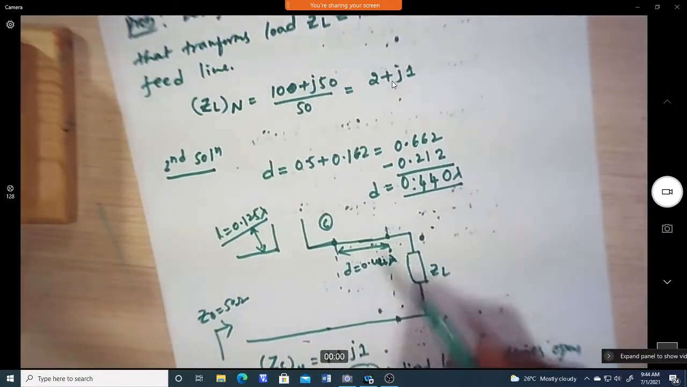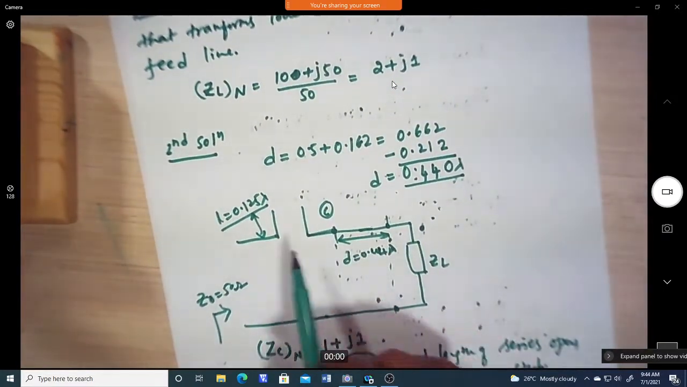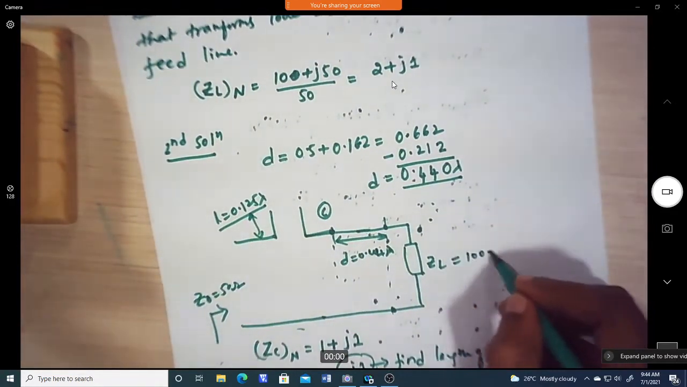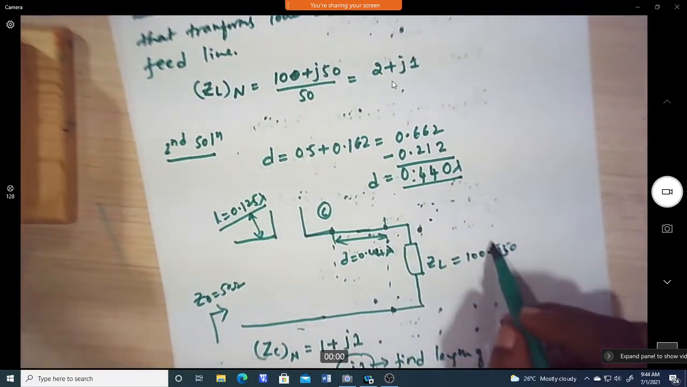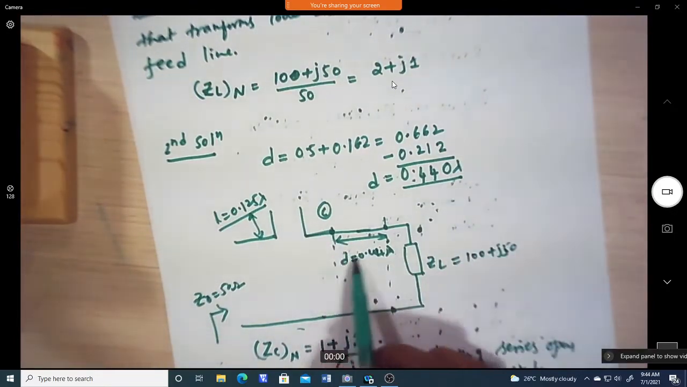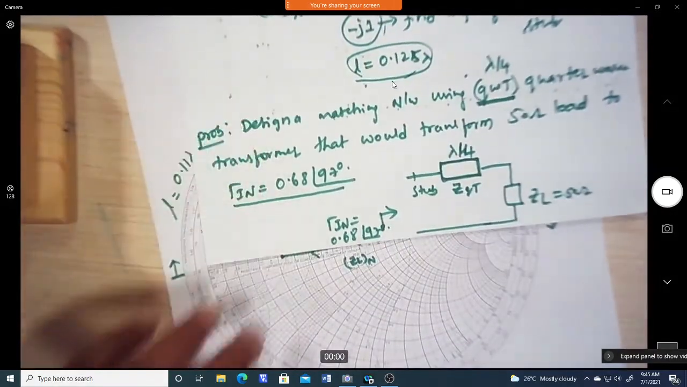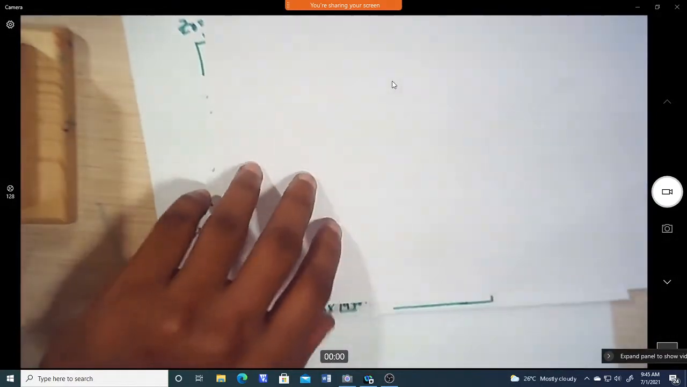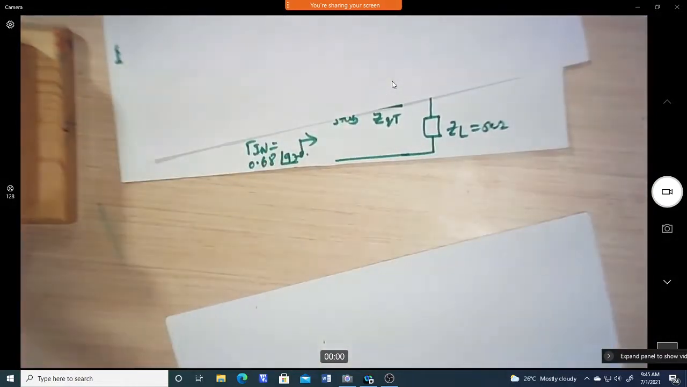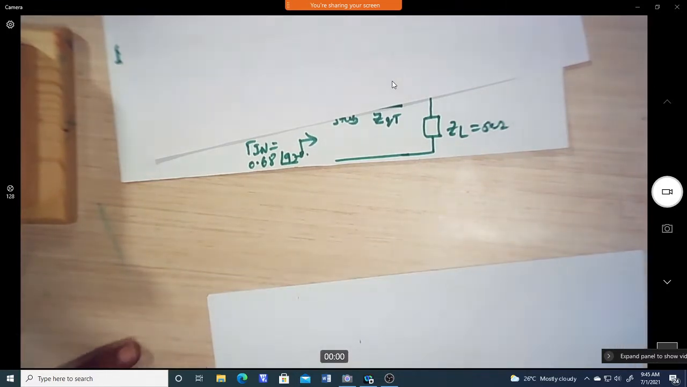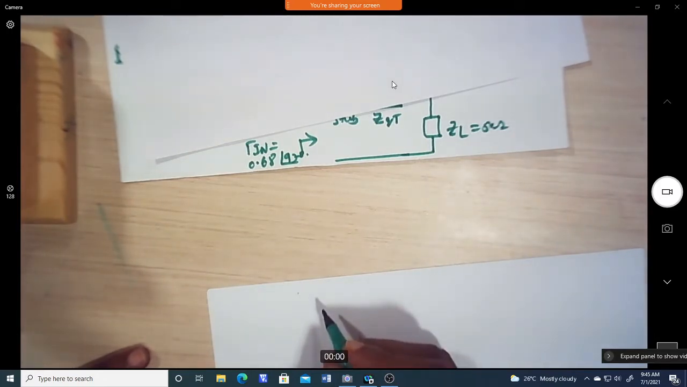Let us take the example here itself. Now we have this distance and this length for this particular value of load, that is 100 plus j50. Now if I dynamically change the value of the load, then this distance and length are going to vary. So how do we use stub realization in microstrip line technology for dynamic or varying loads?